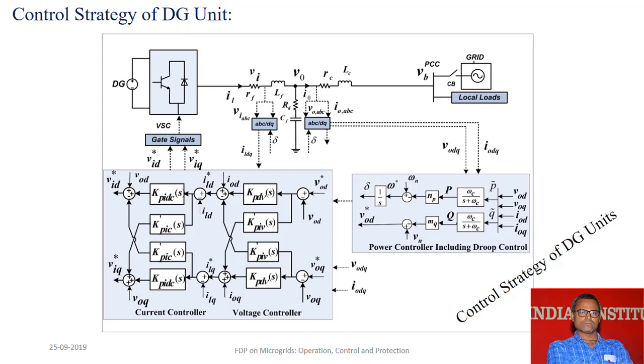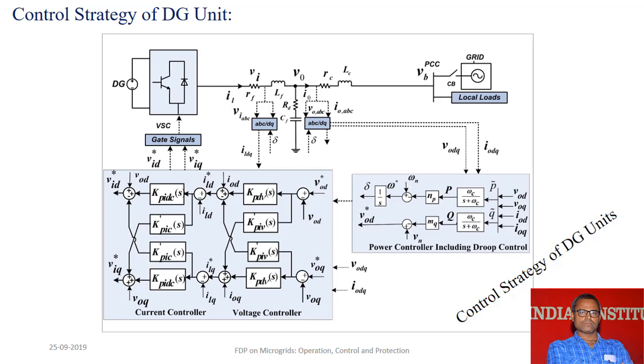One we call the inner controller, which is the current controller and voltage controller, and they are fed from the power controller, which also includes droop control. Droop control you already know. We use the droop controller in the power system as well. In the generators we have droop, right? Percentage droop, that we call R, regulation, percentage regulation. That is because of the governor in the case of a generator, but here it is through a controller that we are creating the droop.